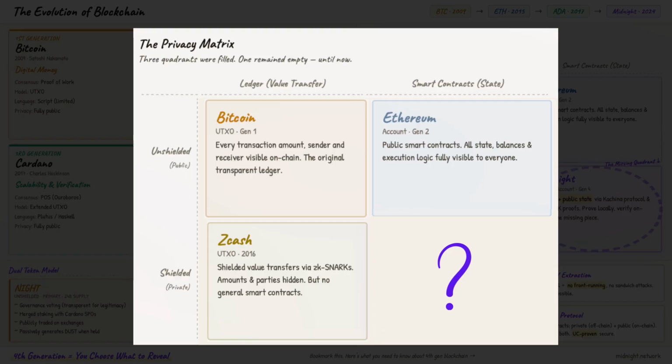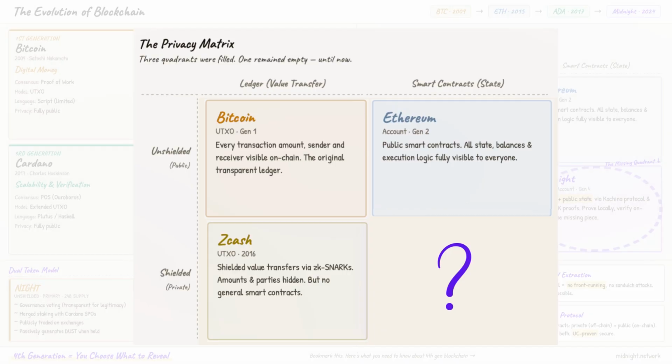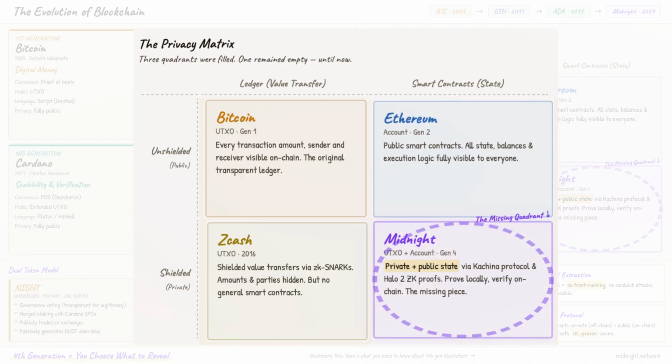And this quadrant was empty for years. Nobody managed to build a blockchain where you could run programmable logic, real smart contracts, while keeping the state private. Think about that. We had 3 out of 4 quadrants filled, and the most important one for real world applications, the one where businesses could actually use blockchain without exposing their trade secrets, customer data, and competitive strategies, was completely missing. That's the missing quadrant, and that's where Midnight enters the picture.